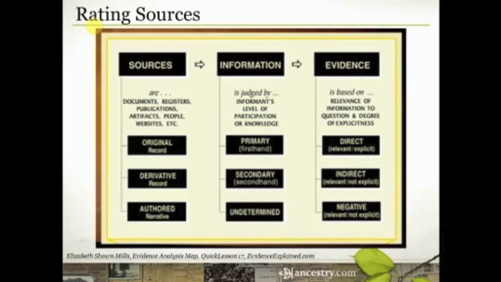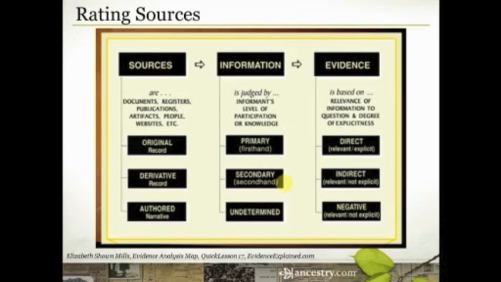But if you can, I would strongly encourage you to purchase Elizabeth's book or visit her website, and she goes into a lot greater detail about the difference between original and derivative records. Okay, what that leads you to next. So you have your source and you've made a decision: is it an original or a derivative? Now, that source provides you with information. Information is judged by the informant's level of participation or knowledge about a particular fact. So is their knowledge primary, first-hand knowledge, or is it secondary, second-hand knowledge?